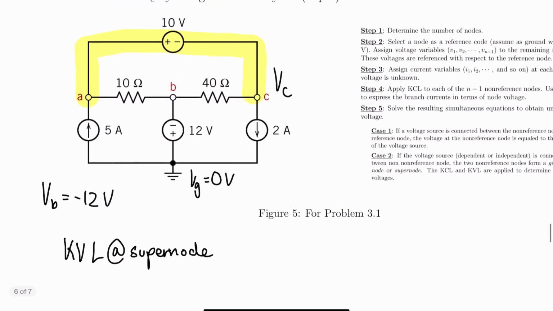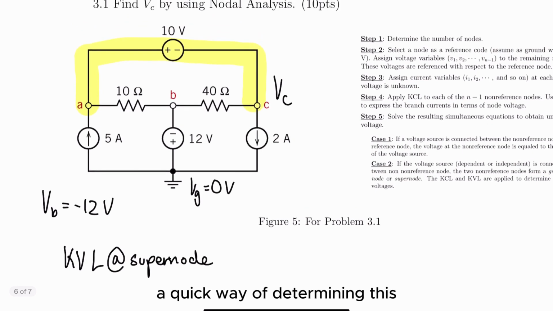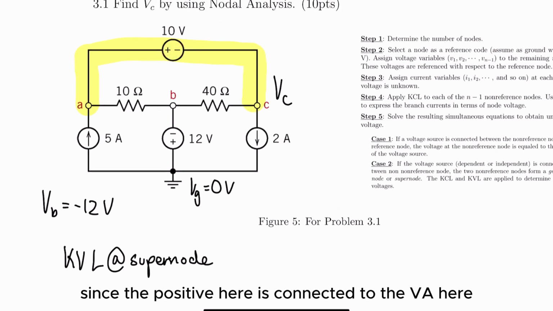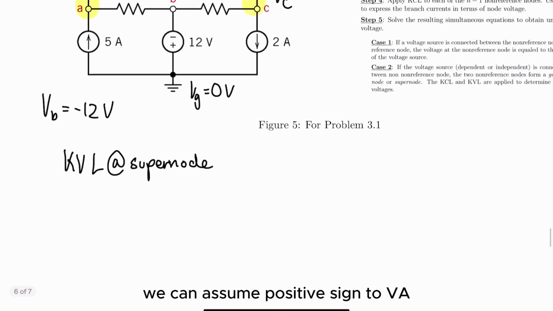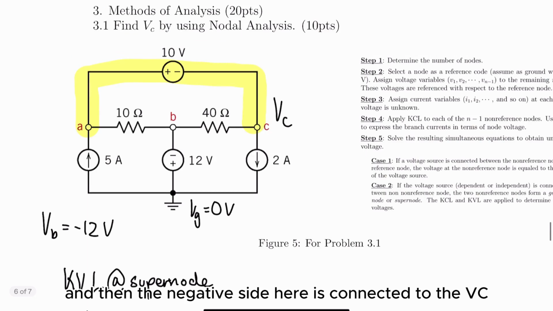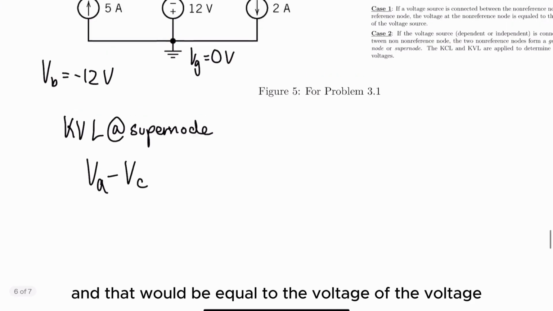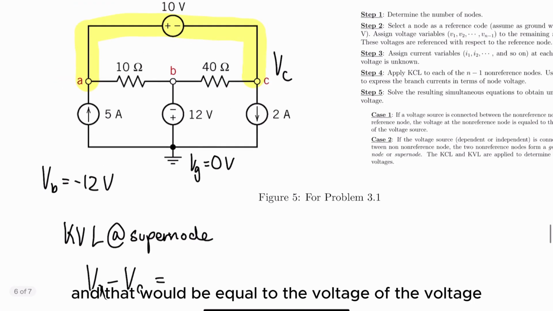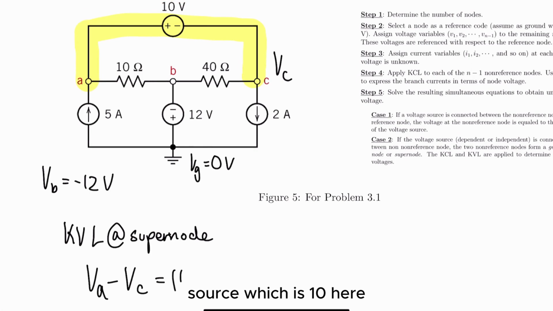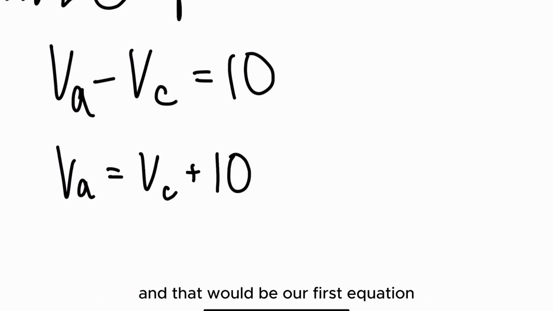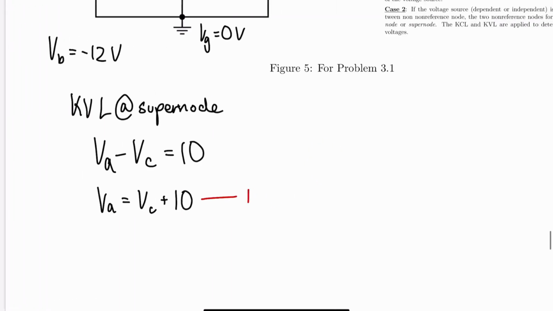For KVL, a quick way of determining this is just looking at the sign of the voltage source. Since the positive here is connected to VA, we can assume a positive sign for VA. And then the negative sign here is connected to VC, so we can just do minus VC. And that would be equal to the voltage of the voltage source, which is 10 here. And then we can rearrange it. VA equals VC plus 10. And that would be our first equation.